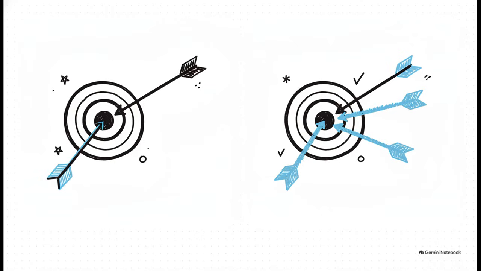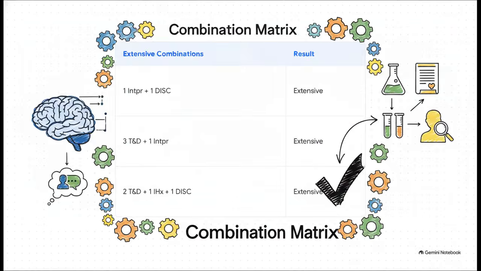Well, for extensive, the documentation has to satisfy at least two of the three distinct categories. You can't just pile up 6 different blood tests in Category 1 and try to call it extensive. It doesn't work that way. You actually have to mix and match across the different categories.